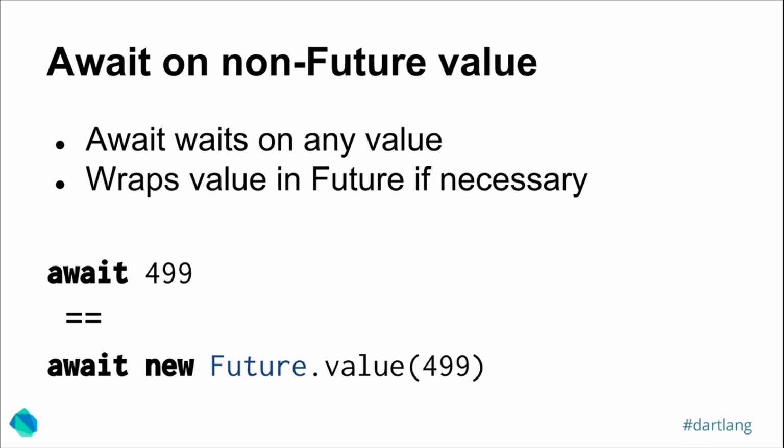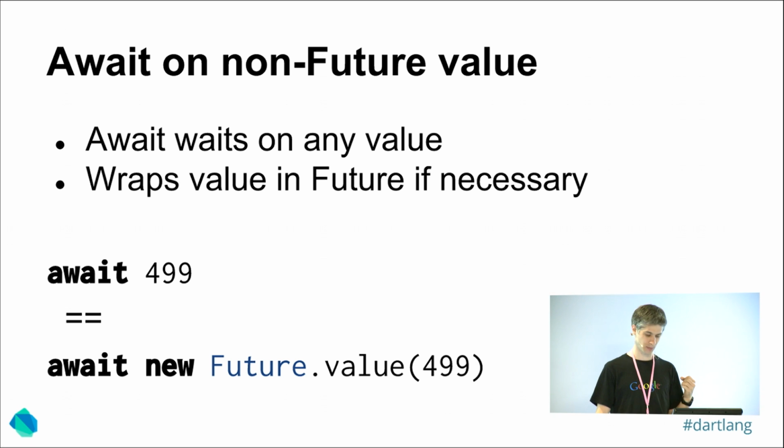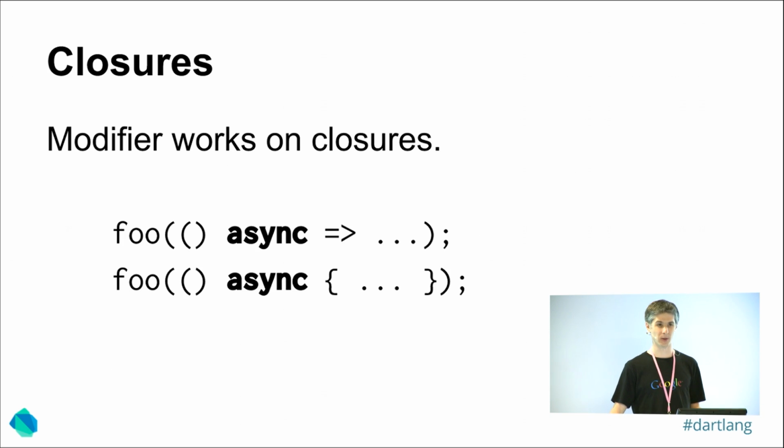The next question, a little bit more involved. What happens if you wait on a non-future value? The way it works in Dart is that we just make it a future. So if you do an await on 499, for instance, well, it becomes an await of a new Future.value of 499. The same is true for null. We just basically wait. The other thing is, does it work on closures? Yes. Even if you use the arrow-based or the normal curly-braced closures, you can just use async there. It works the same way as if you had a method.